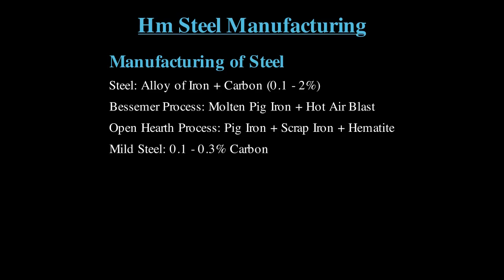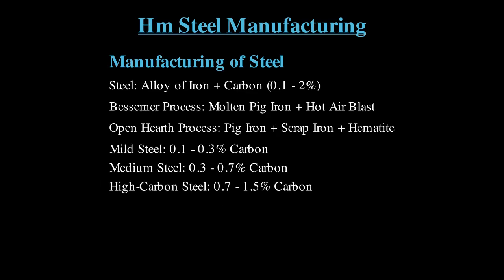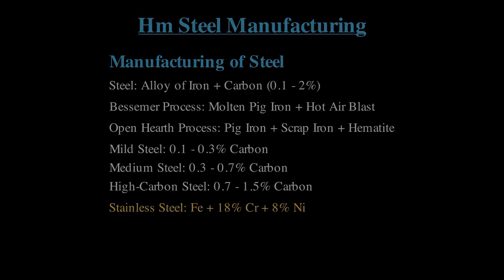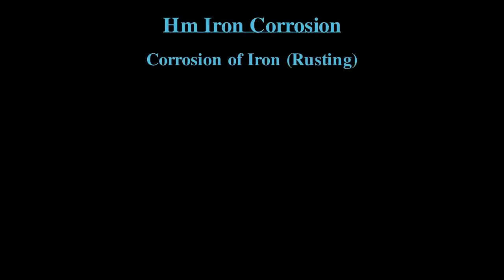We have mild steel with 0.1 to 0.3% carbon, medium steel 0.3 to 0.7%, and high carbon steel 0.7 to 1.5%. A very important alloy is stainless steel, containing iron plus 18% chromium plus 8% nickel, making it highly corrosion resistant. Now, the rusting of iron.